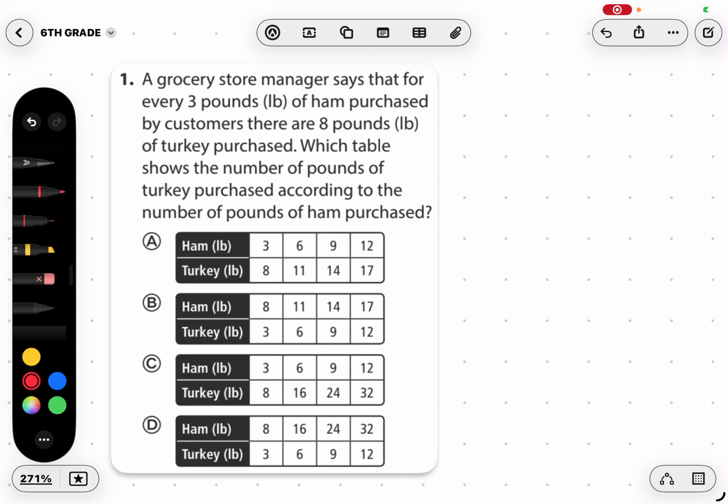This one says a grocery store manager says that for every 3 pounds of ham purchased by customers, there are 8 pounds of turkey purchased. So that's something we need to make sure: 3 pounds of ham, 8 pounds of turkey. All right. Which table shows the number of pounds of turkey purchased according to the number of pounds of ham purchased? Well, let's take a look to make sure the tables have the numbers in the right spot.